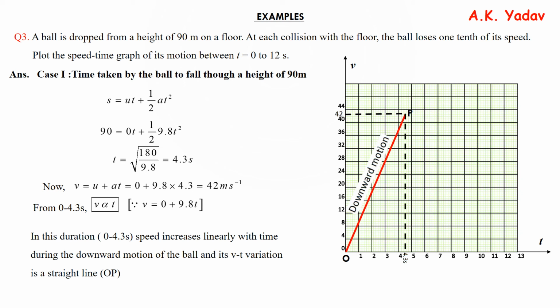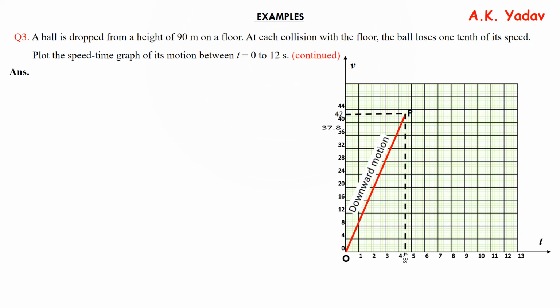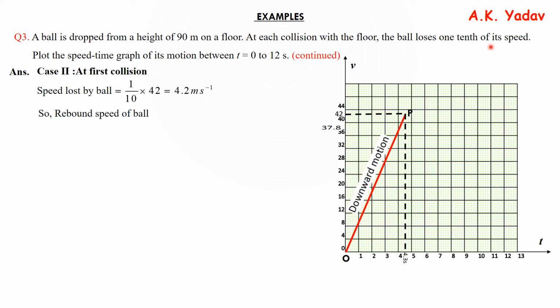So this is the downward motion. Now let us continue further. Let us take the second case, that is at the first collision. What is given in the question? That at each collision with the floor, the ball loses 1/10 of its speed. So what is the speed lost by the ball? 1/10 of 42, that is 4.2. So what is the rebound speed of the ball? Which is 42 minus 4.2, that is 37.8 meter per second.